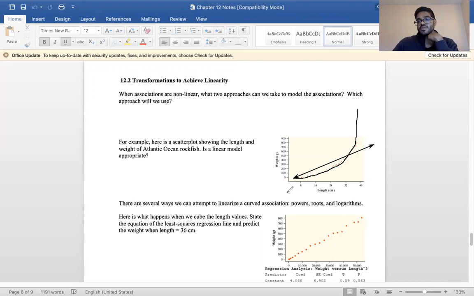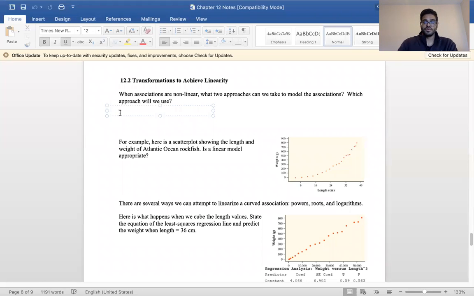And so what you can do is transform your scales on your x and y axis, right? You can do whatever you want in order to transform and get something more linear, and then you could do a linear regression. Okay, so that's the idea behind this, that I can transform either my x's or my y's, typically your y's, in order to get something a little more linear.